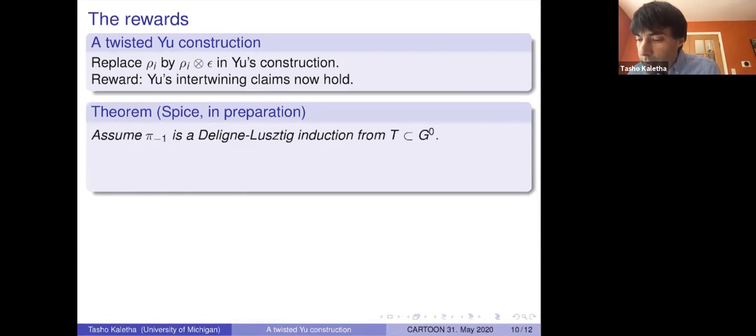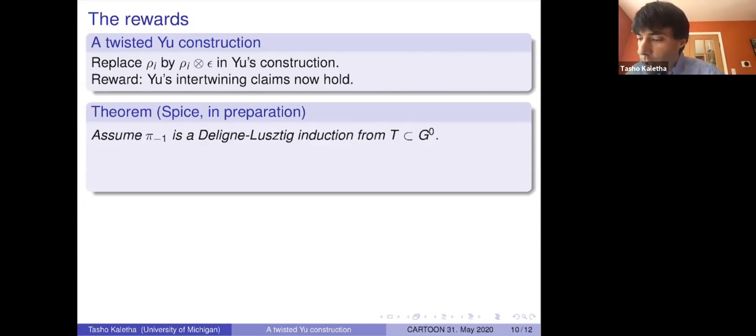I'm going to make the assumption that pi minus 1, the depth 0 piece in U's datum, is a Deligne-Lusztig induction. I'm not assuming that it's regular Deligne-Lusztig. It can be any virtual Deligne-Lusztig character. And I'm only assuming this for convenience. Lawrence Spice's formula doesn't need this, but in our later applications that I'm going to discuss, this is the case that we use. And it makes stating the formula easier.